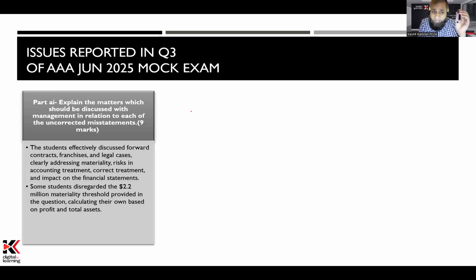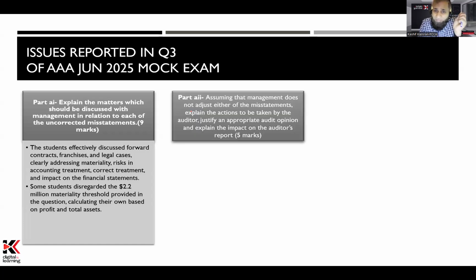Some students disregarded the $2.2 million materiality threshold provided in the question, calculating their own materiality based on profit and total asset. This is the issue I addressed, right? So you disregarded the $2.2 million and you calculated your own materiality. But mostly students went fine with the legal case and forward contract. They had knowledge of forward contract, speculative nature, fair value through P&L. They had good knowledge on impairment. They had good knowledge on contingent liability.